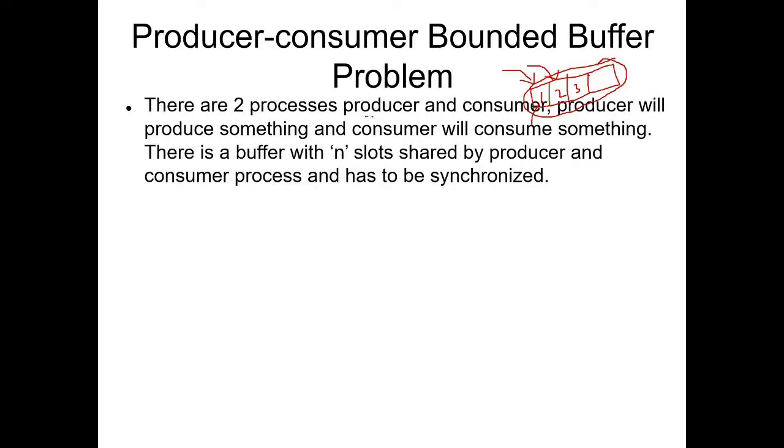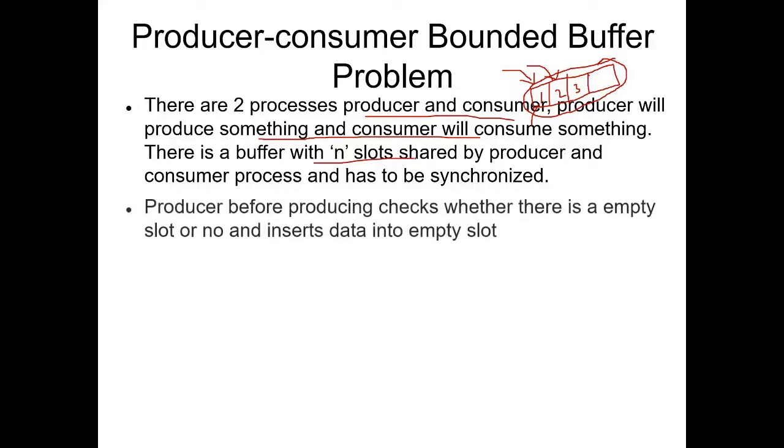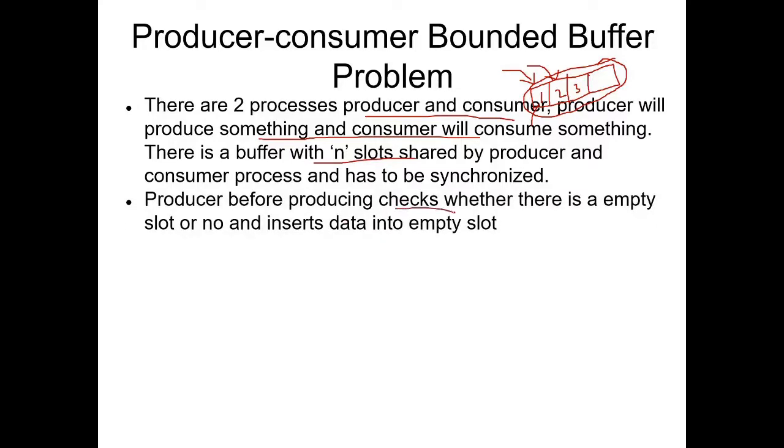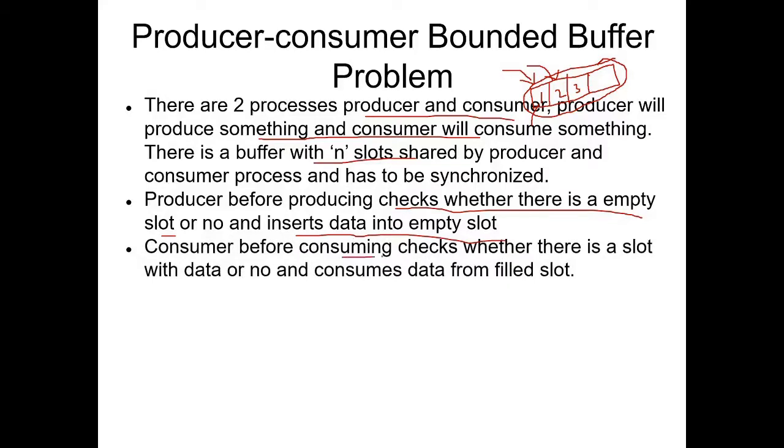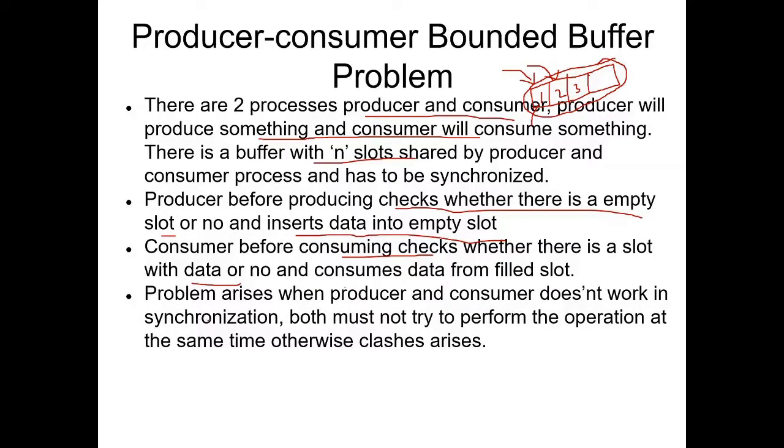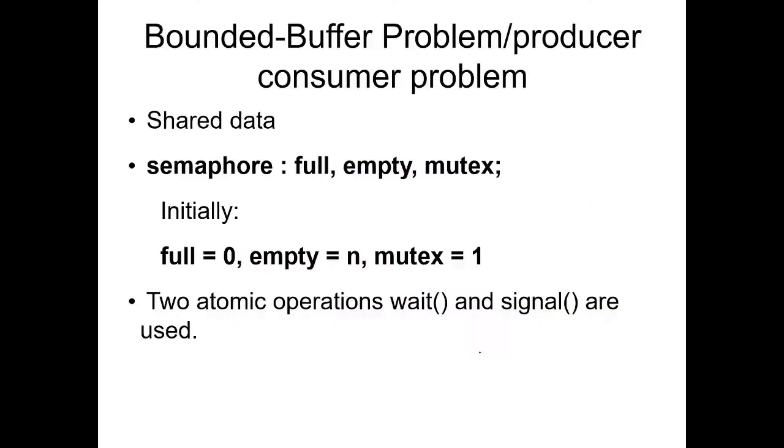So there are two processes, producer and consumer. The producer will produce something, the consumer will consume, and there are n slots. The producer, before producing, is going to check whether there is an empty slot and inserts data into the empty slot. The consumer, before consuming, is going to check whether there is a slot with data or not, and it is going to consume the data. So the problem arises when producer and consumer do not work in synchronization. If both try to perform at the same time, then clashes arise.